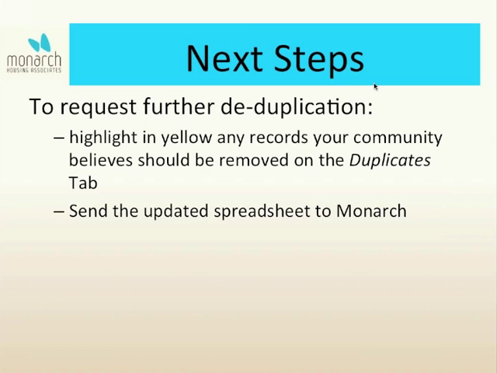That's just the way we're going to be trying to separate further deduplication from trying to eliminate or update records that you're doing, as I'm going to show you on the next slide, just to make the HDX numbers add up. Okay, so this is for further deduplication. Highlight in yellow on the duplicates tab any further records that you might think need to be removed, and you can email that directly to us at Monarch and we will address that.